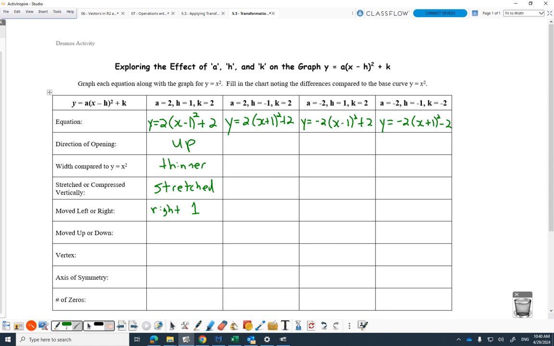Moved up or down, I think it was up 2. That one's nice. We were happy about that one. That follows our intuition. A +2 on the outside, up 2, that's good. A vertex was at 1, 2.